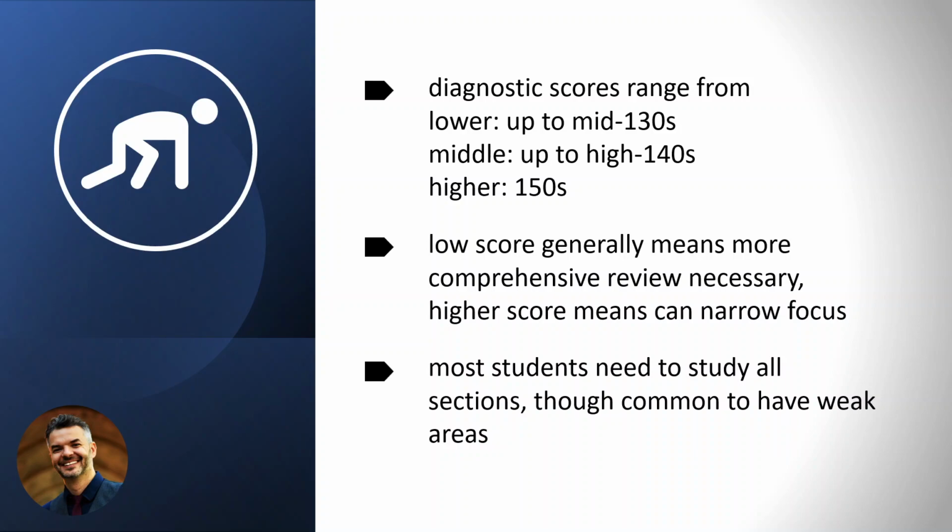Although most students need to study all sections of the test, it is common to be weaker in some areas than others. For example, many students find that the analytical reasoning, or games section, is difficult at first, but it's actually one of the sections you can improve on the most with practice. Targeted preparation becomes even more important when you're already performing well in one or more sections, which basically means you're getting fewer than five questions wrong in that section. If that's the case, you may not need to spend as much time studying those stronger areas.